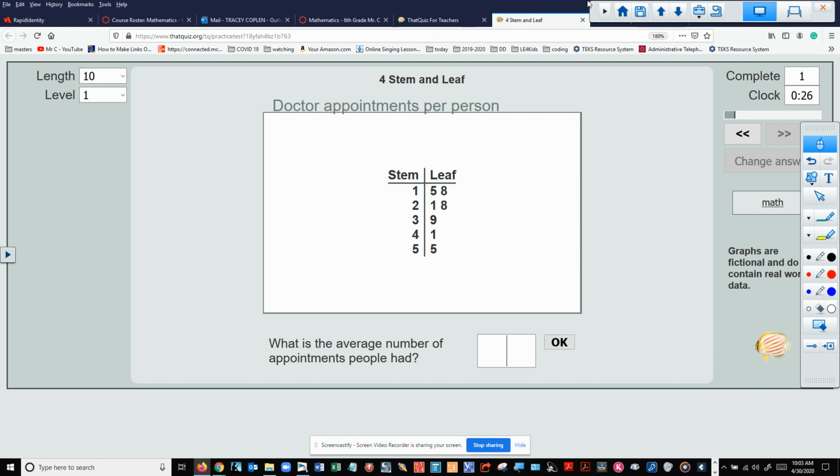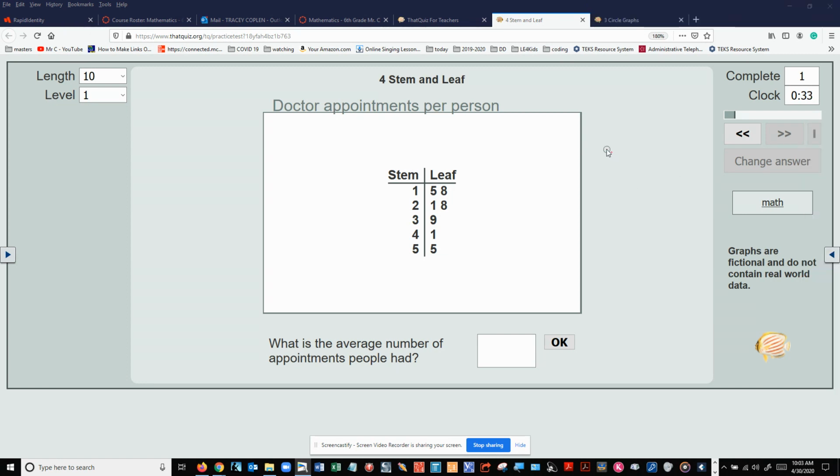So I'm going to add all these numbers up so I can get the total. I guess I better get a pencil here. So I have 15. I'm going to do my 18. I'm going to do my 21, 28, my 39. I'm going to do my 41 and my 55. Whenever adding and subtracting, line up the decimals.